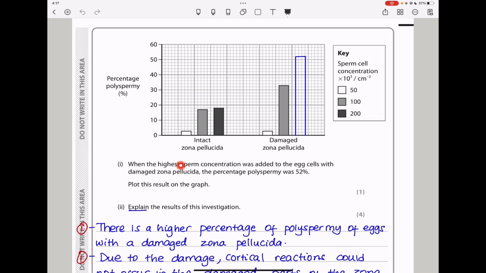So here they say when the highest sperm concentration was added to the egg cells with damaged zona pellucida, the percentage polyspermy was 52%. Plot this result on the graph. Now this is 50, and you can see that is 60, meaning that small box represents 10%. If it represents 10%, then each small box represents 2%. So 52 should be around here, one box higher than 50.